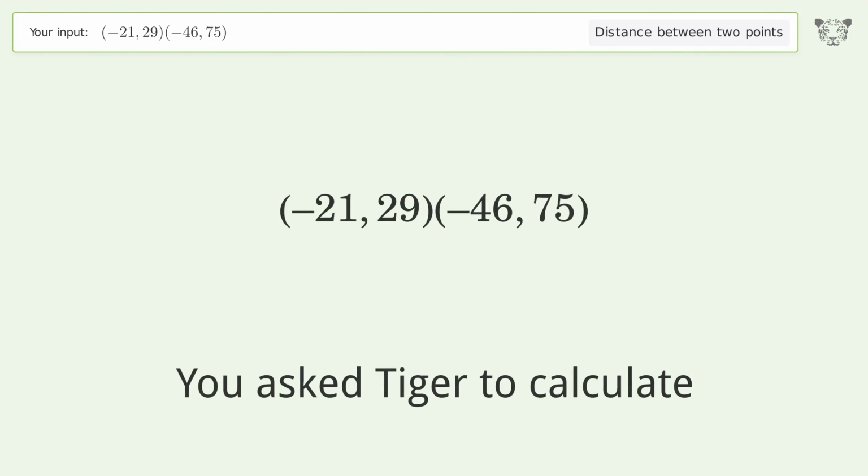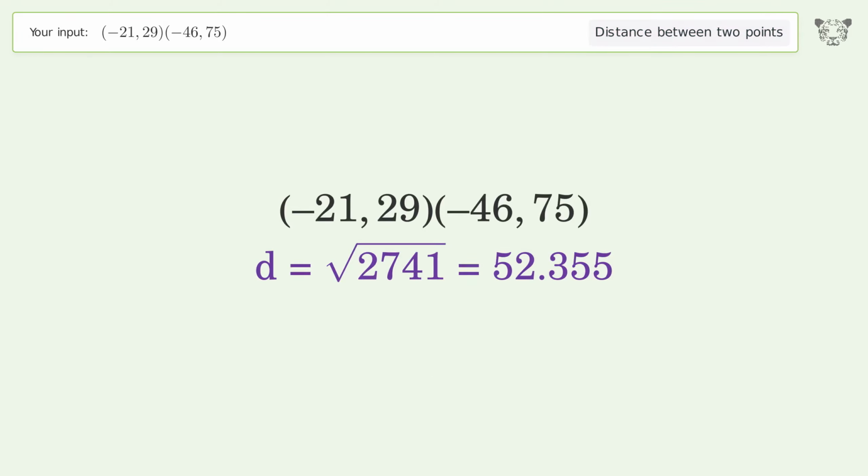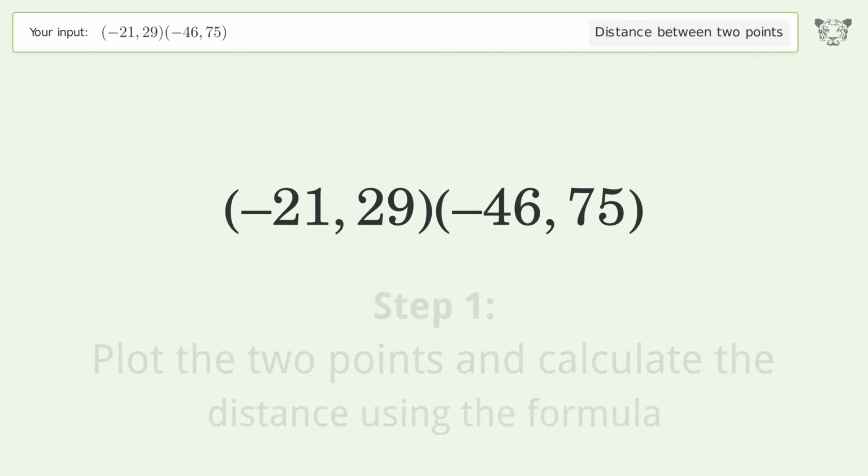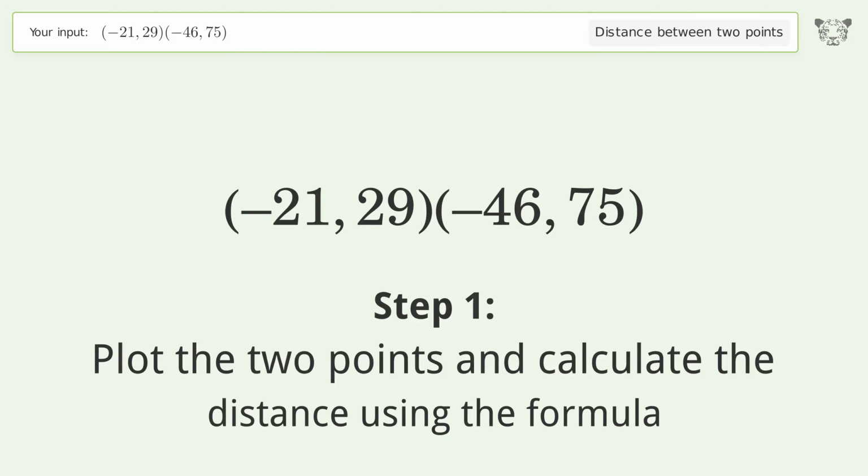You ask Tiger to calculate. This deals with the distance between 2 points. The distance between the 2 points is the square root of 2,741 or 52.355. Let's solve it step by step. Plot the 2 points and calculate the distance using the formula.